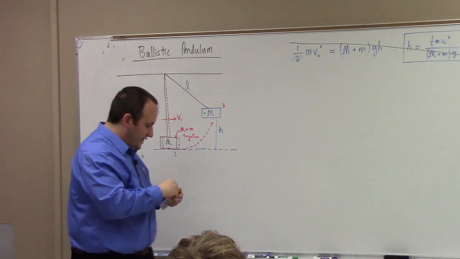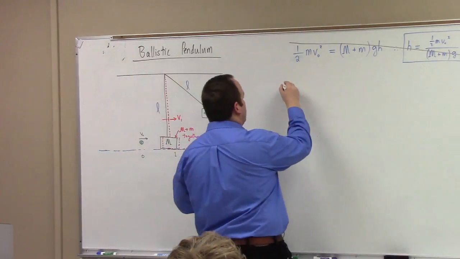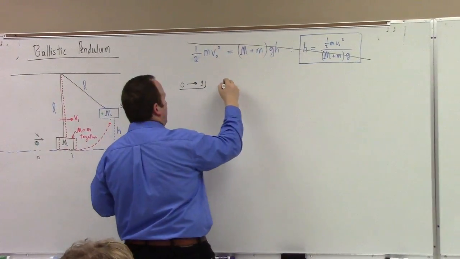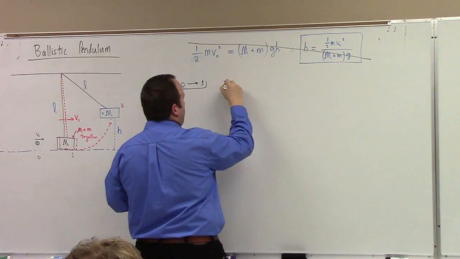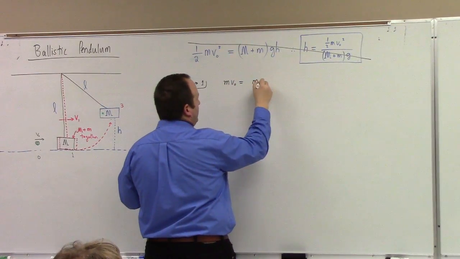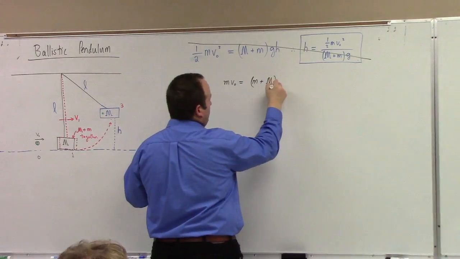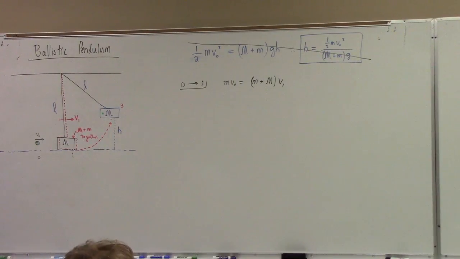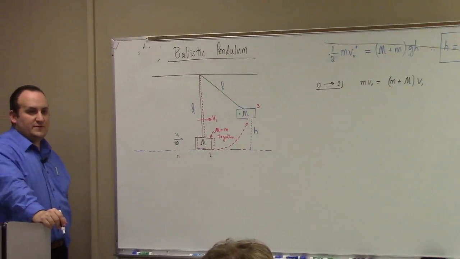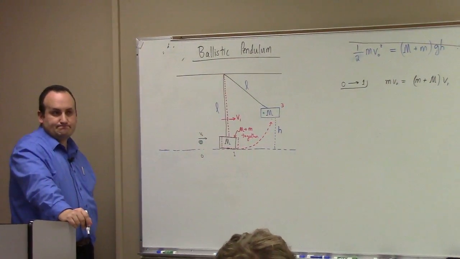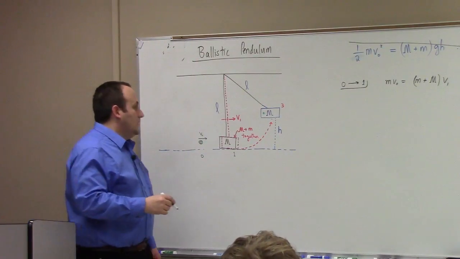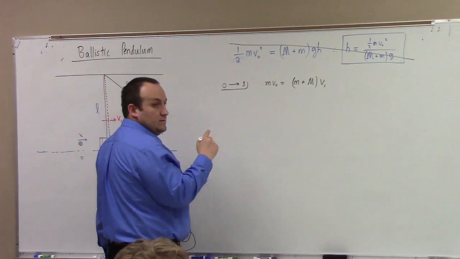So going from the initial event 0 to 1, we conserve momentum. And the conservation of momentum there looks like this. It looks like little m v naught is equal to little m plus big M v1. My wrong solution essentially assumes that v1 is equal to v naught, and that's just not the case. All right, so that's the first thing.